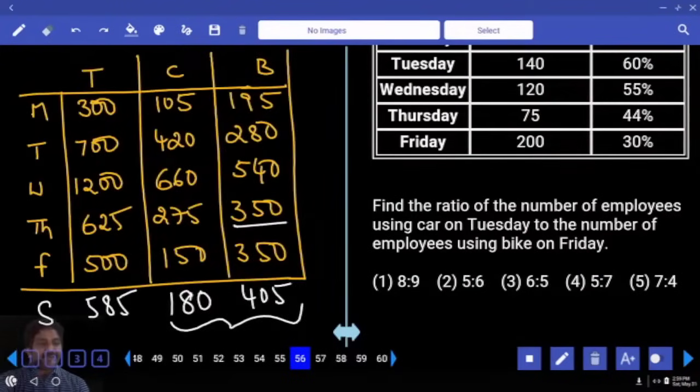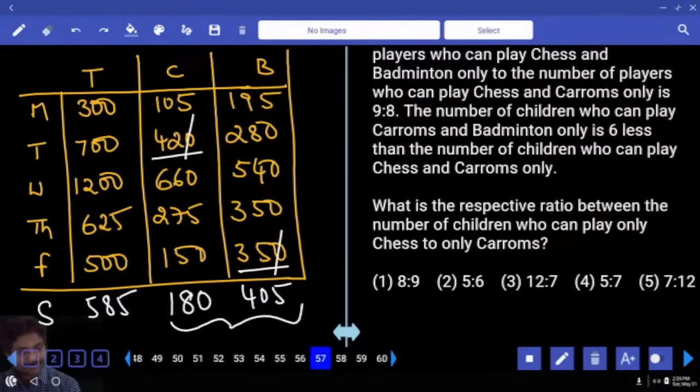Find the ratio of number of employees using car on Tuesday to employees using bike on Friday. 350. First of all, 0 and 0 cancel. Both are 7 multiples. 6 times, 5 times. 6:5.